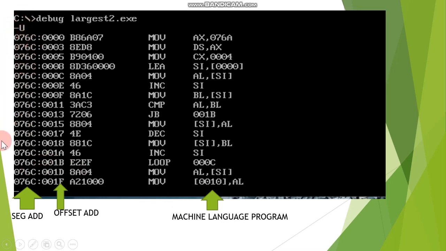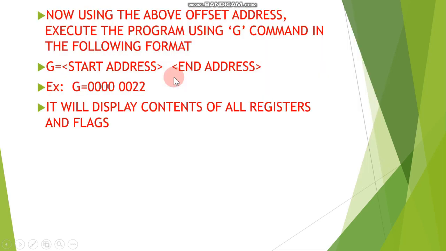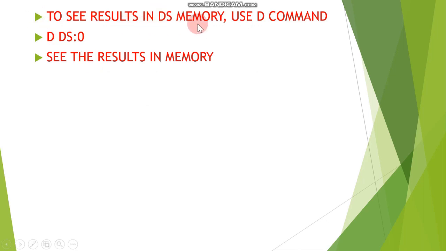So here we can observe, after typing the command U, the first column is the segment address, the second column is the offset address, and the last column is the machine language program. Now using the above offset address, execute the program using the G command in the following format: G is equal to start address space end address. For example, if the start address is 0 and the end address is 0022, we need to type G is equal to 0 space 0022. It will display the contents of all registers and flags.